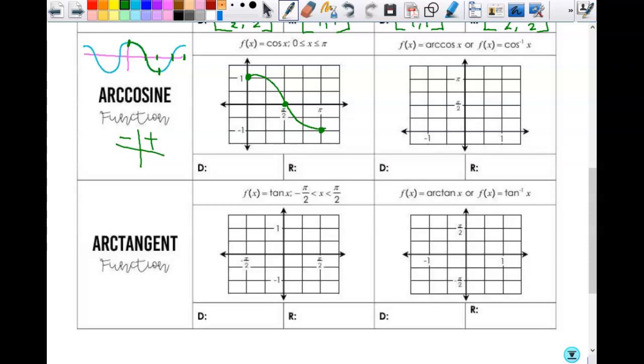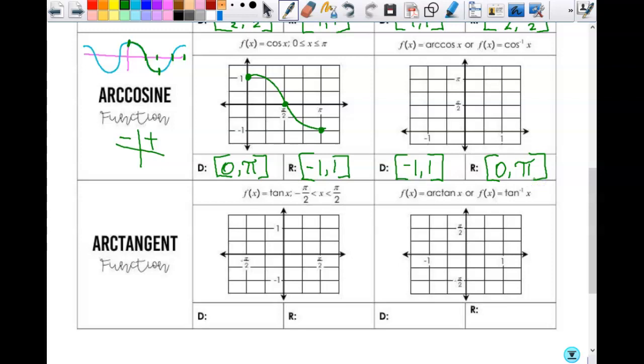So our domain, we go from 0 to pi, and I include them both. What is the range? Negative 1 to 1. So then when I do the inverse, they switch places. This domain, negative 1 to 1. My inputs can only be between negative 1 and 1, right? Just like my outputs for this, I can't get anything bigger or smaller than that. The range goes from 0 to pi.